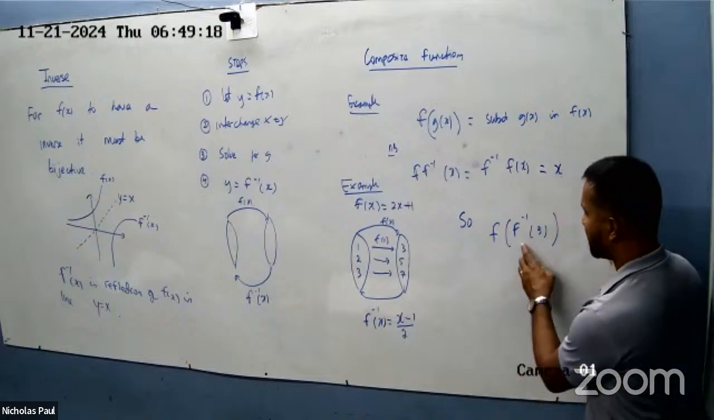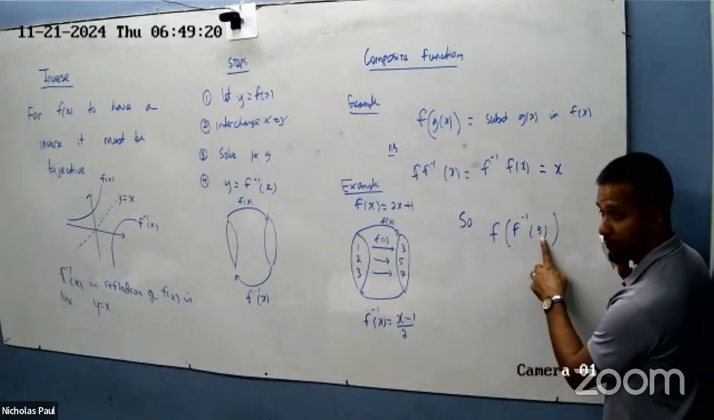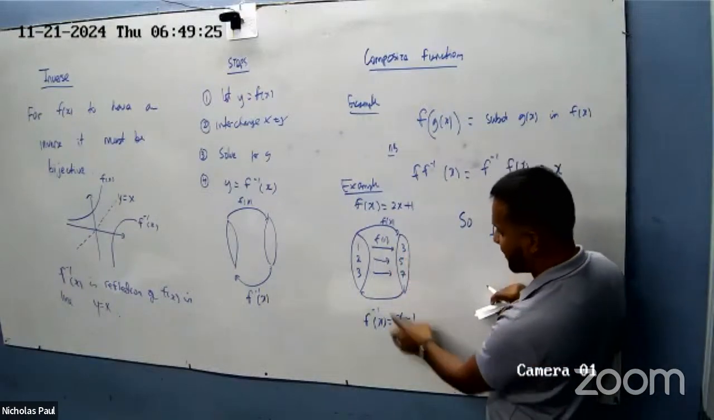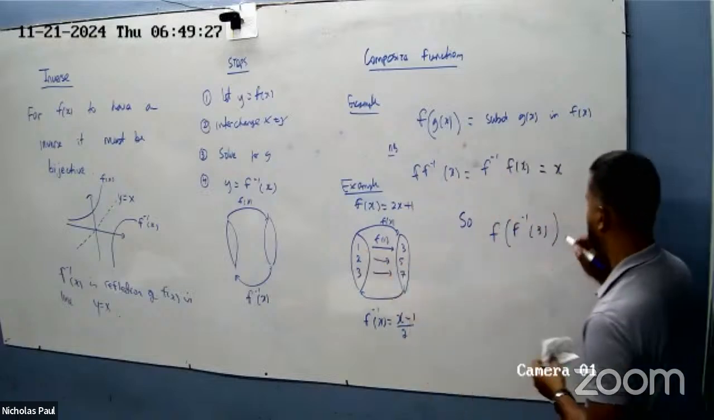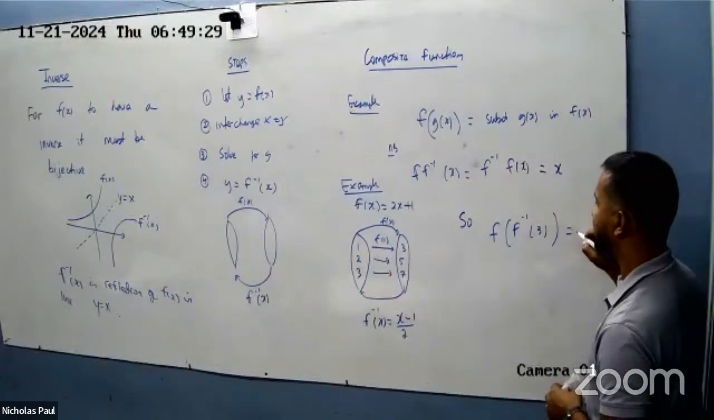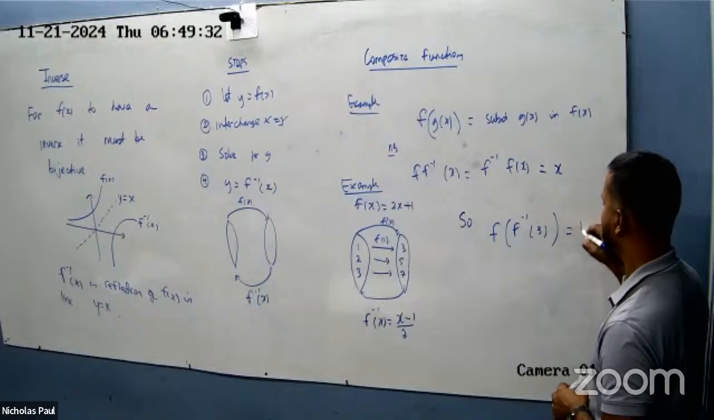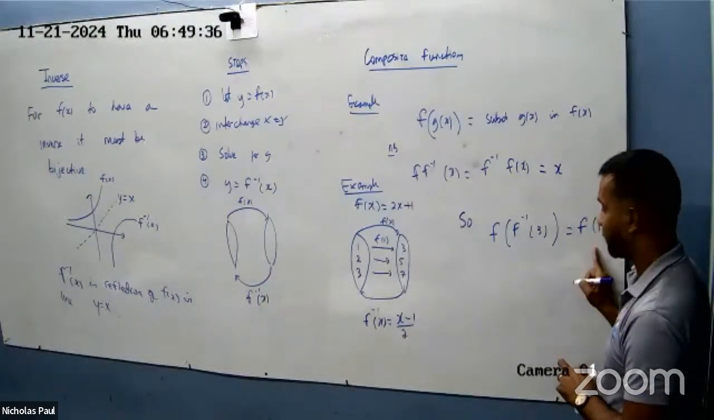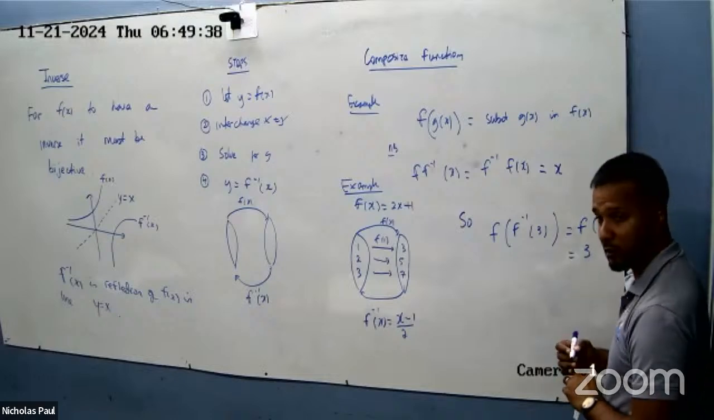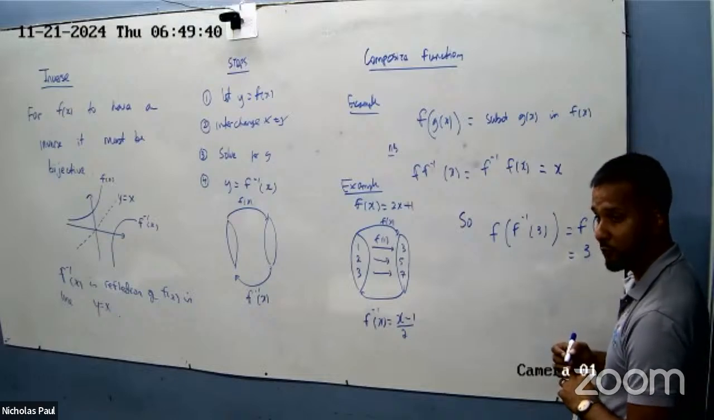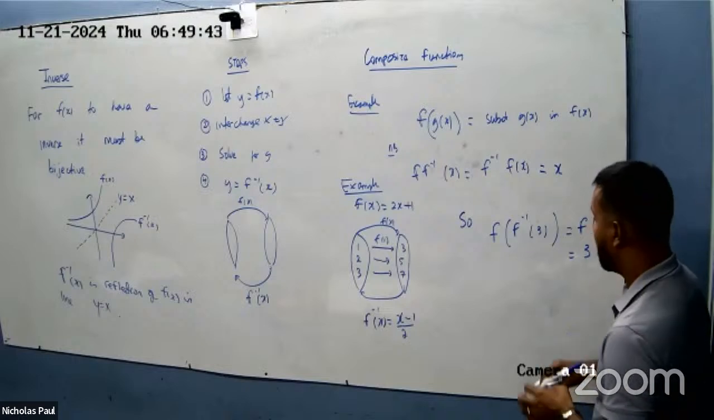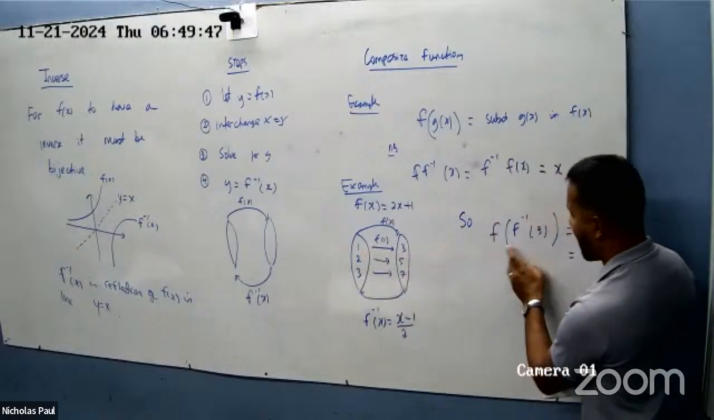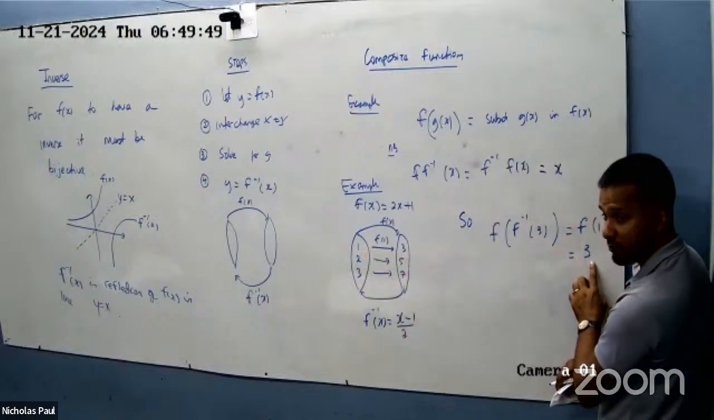So let's start. What is f inverse 3? When I take 3 and put it in f inverse, I get back 1. Then f of 1. What's f of 1? f of 1 is 3. So f inverse 3 is 1, and f of 1, which is this, is 3.